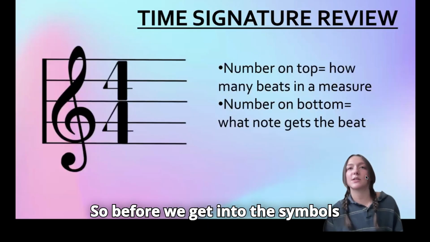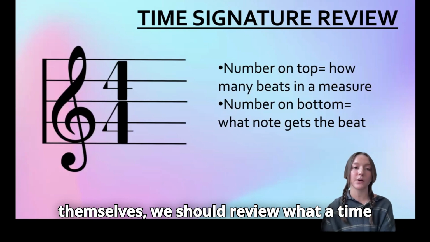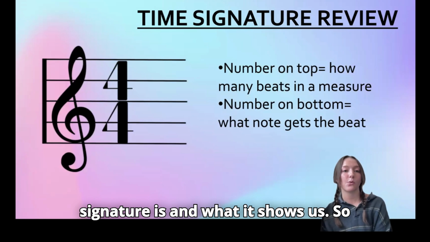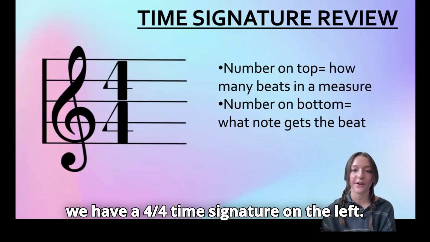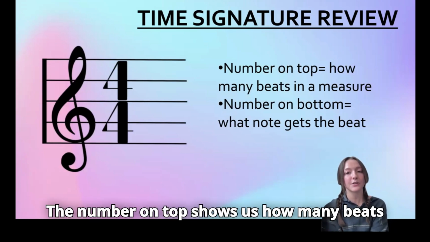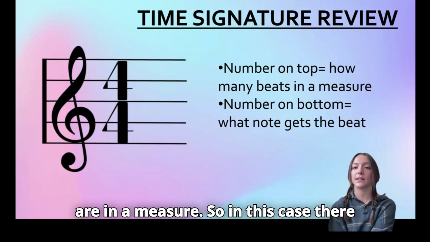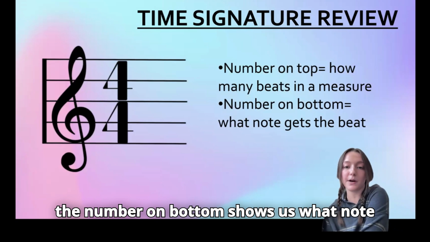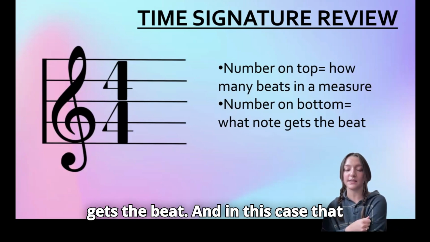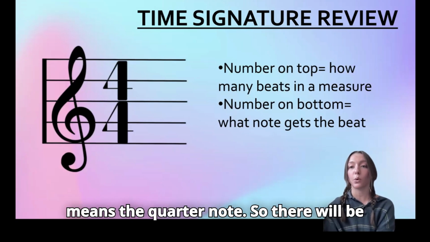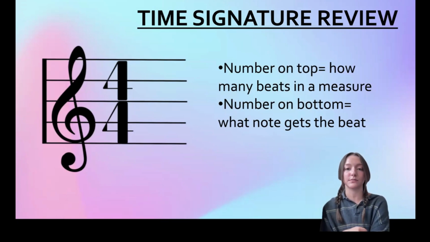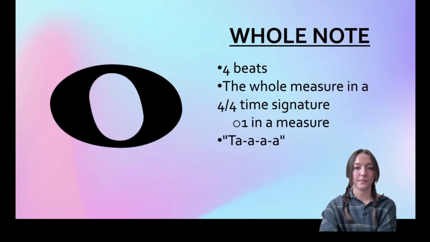Before we get into the symbols themselves, we should review what a time signature is and what it shows us. So we have a 4/4 time signature on the left. The number on top shows us how many beats are in a measure. In this case, there are 4 beats in a measure. And the number on the bottom shows us what note gets the beat. In this case, that means the quarter note. So there will be 4 quarter notes in a measure, or 4 beats in a measure.